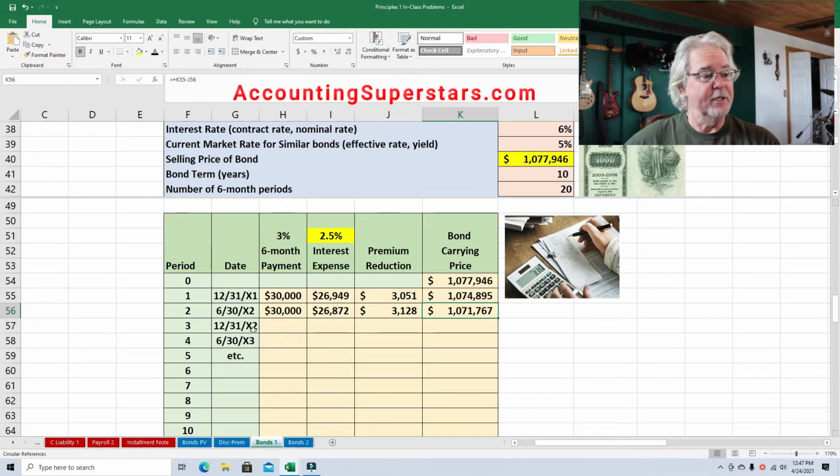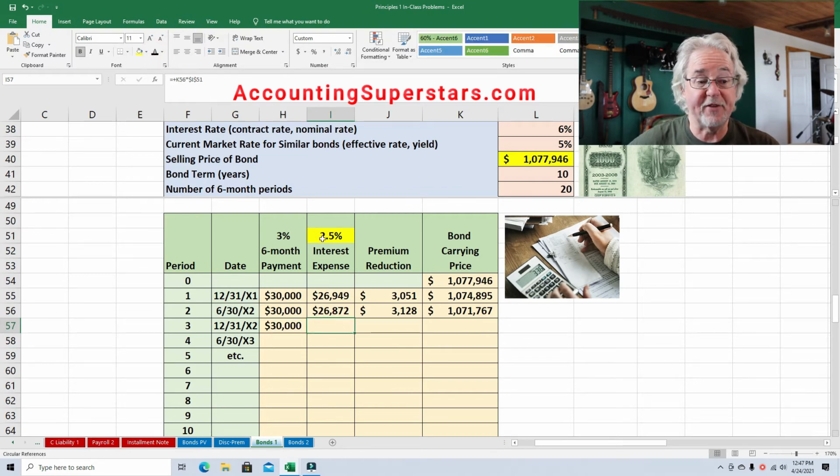1,071,767. There you are. So let's do line number 3 here, period number 3. And I think you'll have it. So the 6-month payment, 30,000. The interest expense is 2.5% times the carrying value, which is 1,071,767. So there we go. And the premium reduction is 3206.